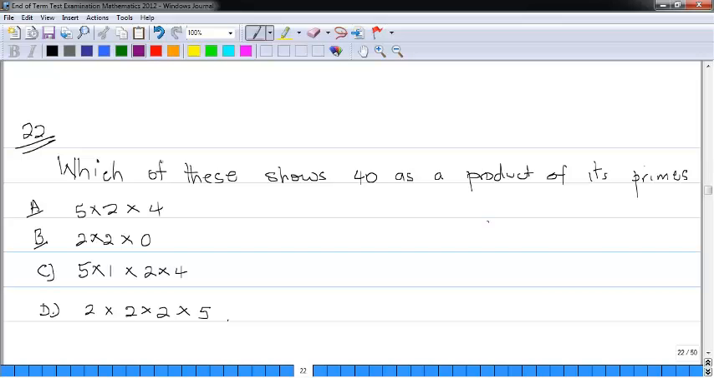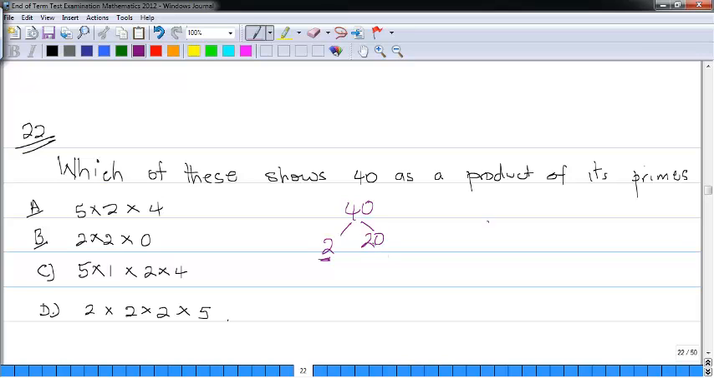Number 22. Which of these shows 40 as a product of its primes? Okay, so remember what prime numbers are. They only have factors being 1 and itself. Okay, so let's look at 40. Let's use the factor tree approach. So we have 40. What two things could give us 40? 2 times 20 could give us 40. This 2 is already a prime number, so we won't go any further with this.